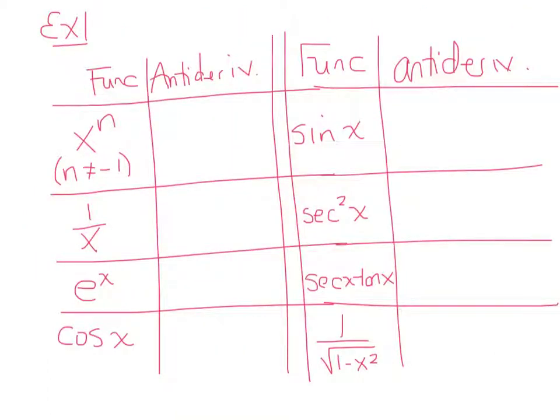Okay, so here's a table of a few functions that we're going to be able to write down the antiderivative for pretty easily, because these are things that are going to be pretty common, and we can actually just think about what would I have taken the derivative of to get to this, right? So we're just going backwards.